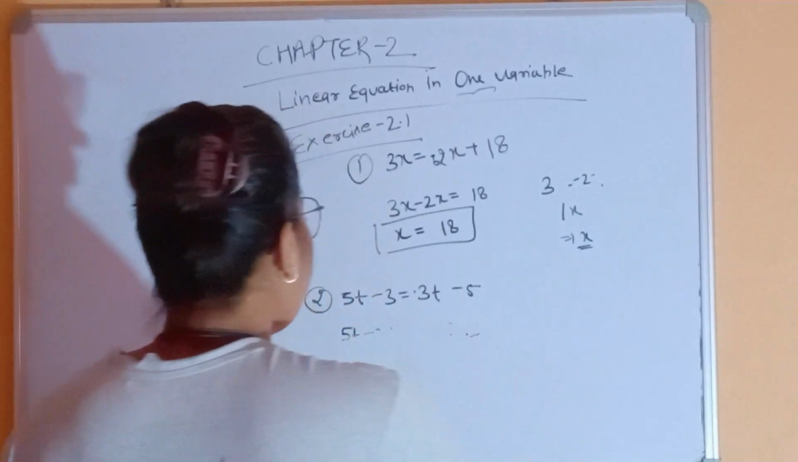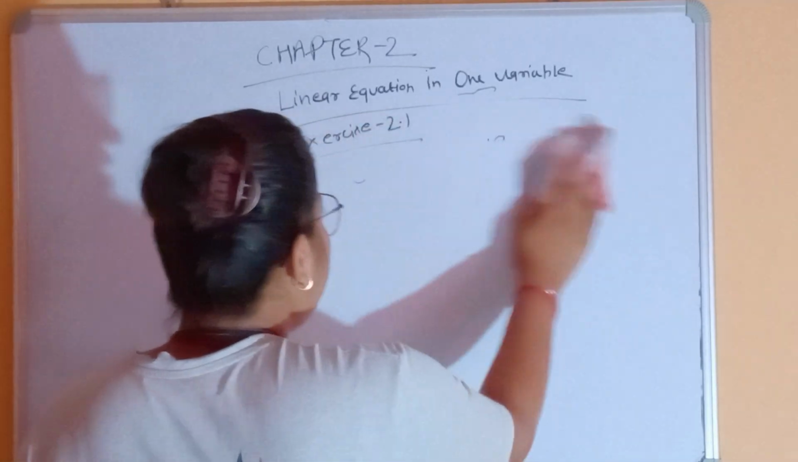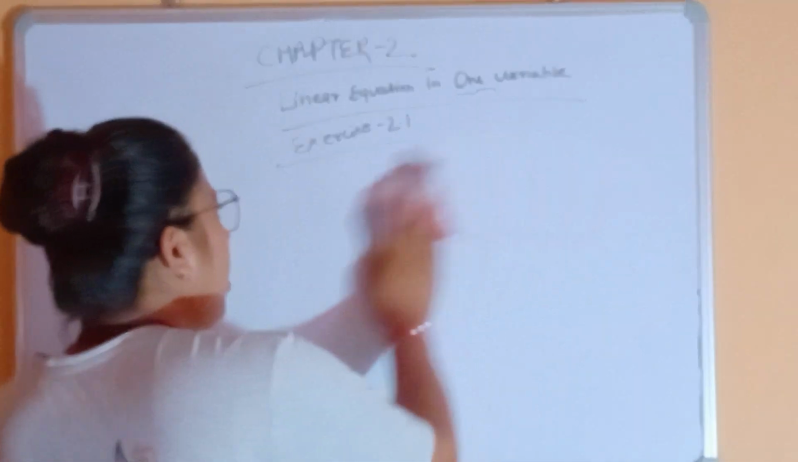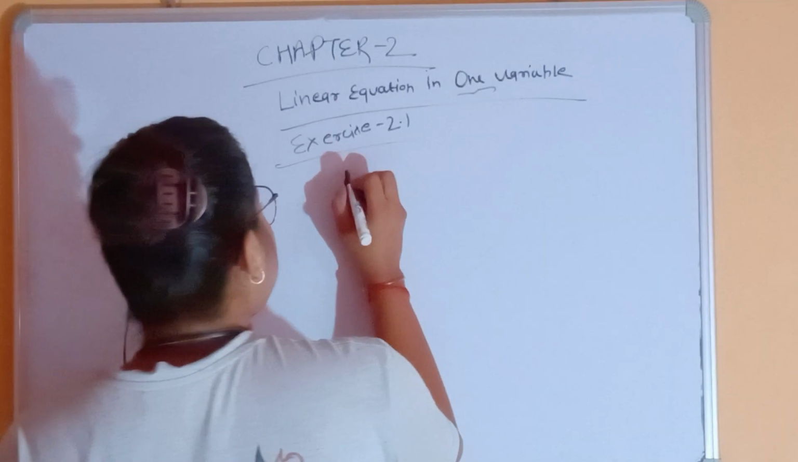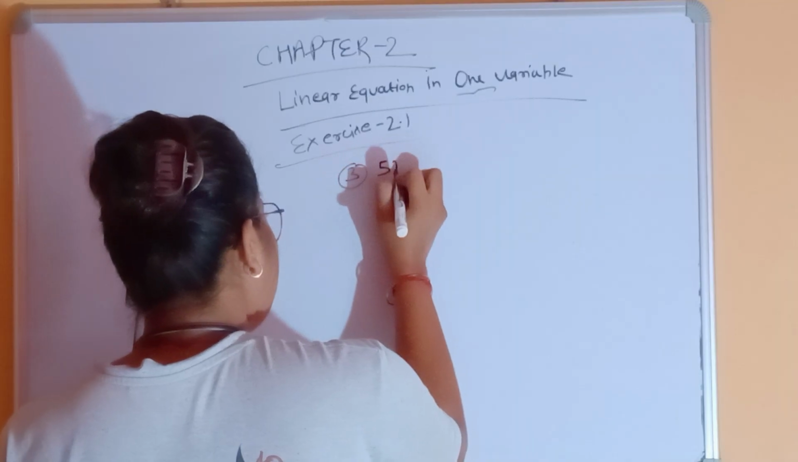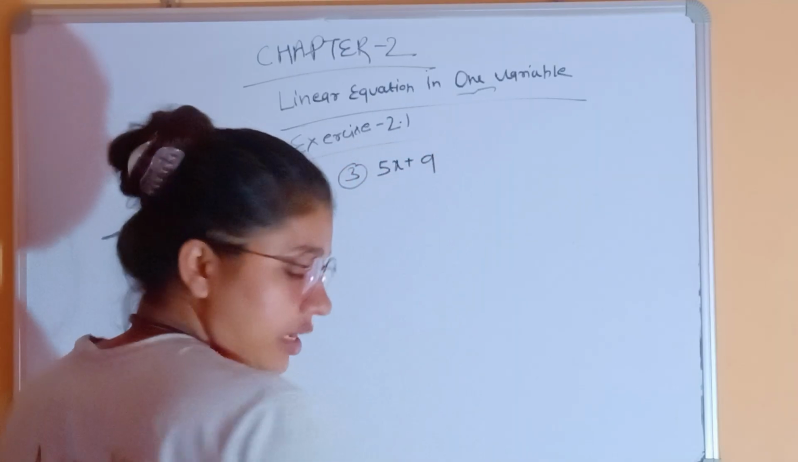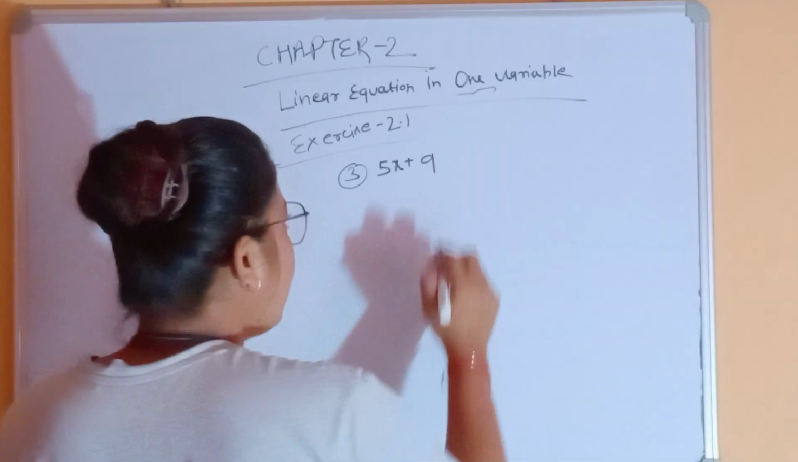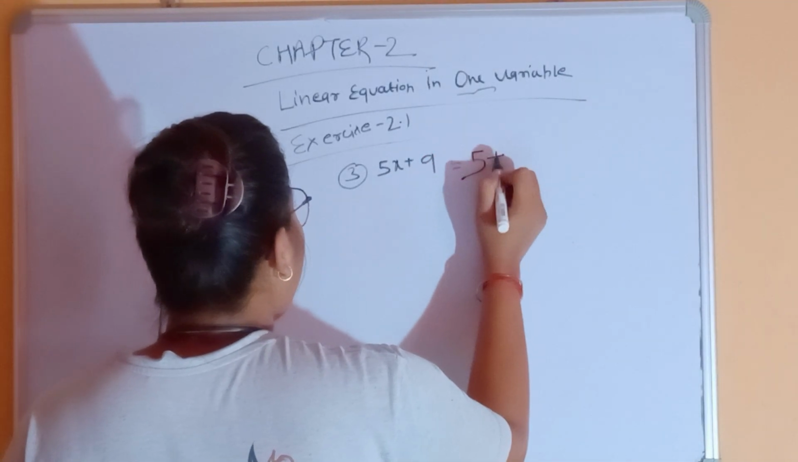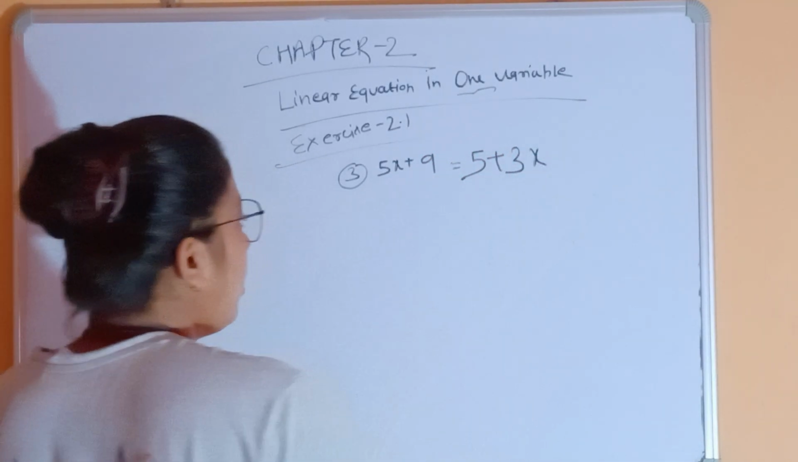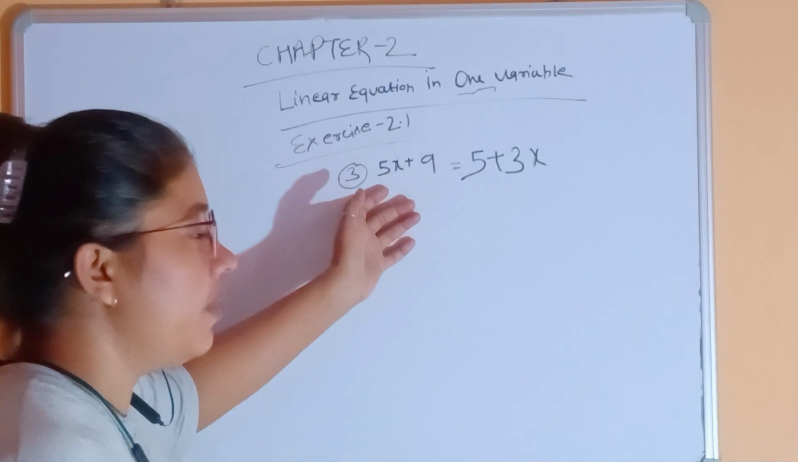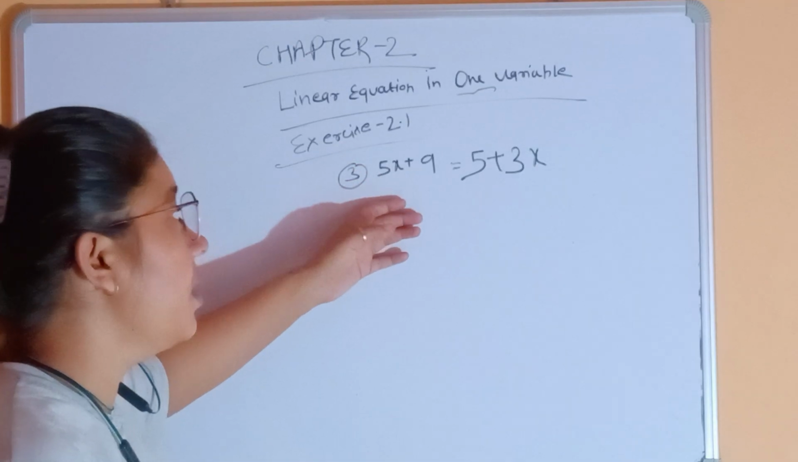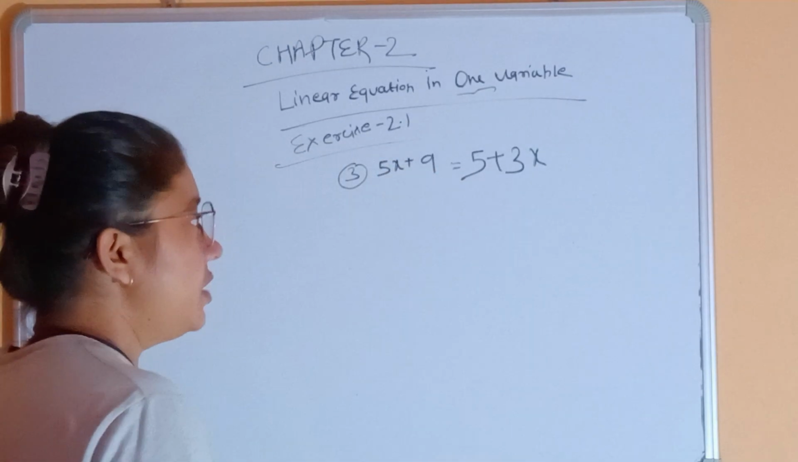Okay. Right now, whose question is written here? Third. Sorry, third: 5x plus 9 is equal to 5 plus 3x. Okay, so first what do we take? Same thing: 5x and 3x in one place because they are variables. 9 and 5 in one place because they are constants.